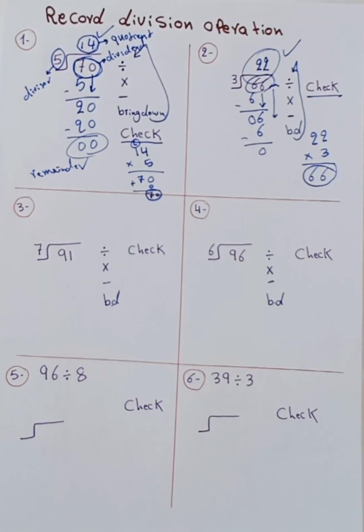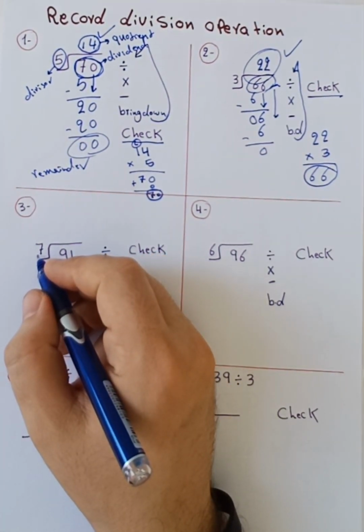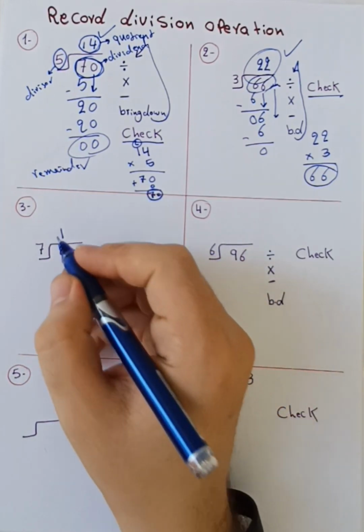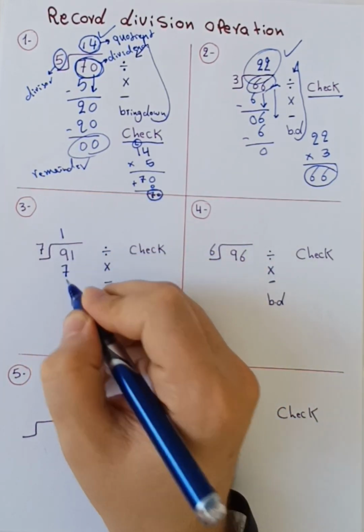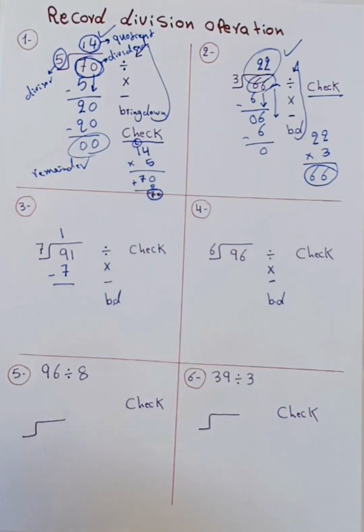Example number 3, we have 91 divided by 7. 9 divided by 7 means how many 7s are in 9? We have only 1. After divide, you have multiply. 1 times 7 is 7. After multiply, you have subtract. You have to subtract these two numbers.